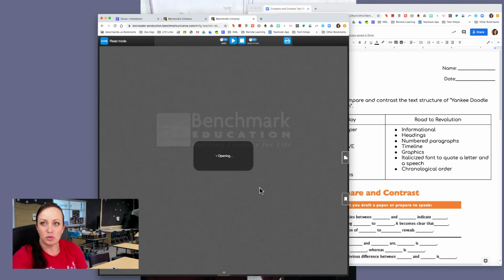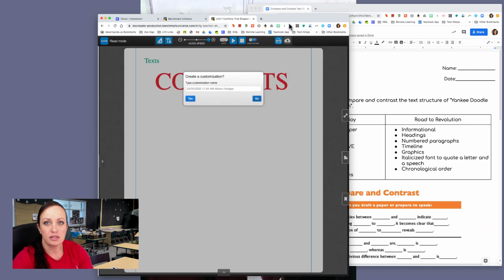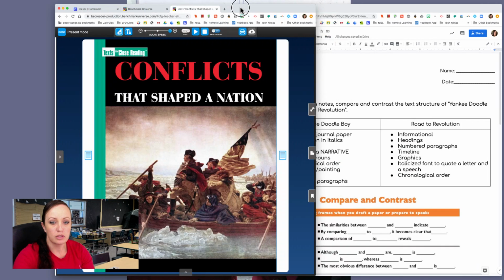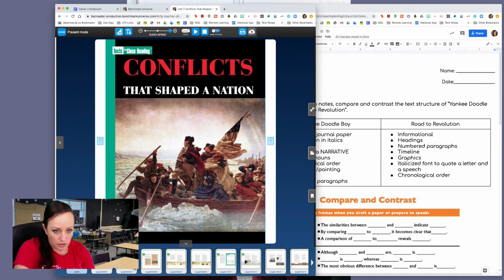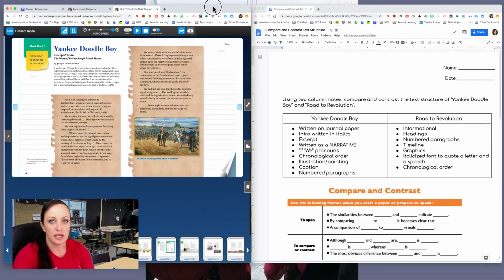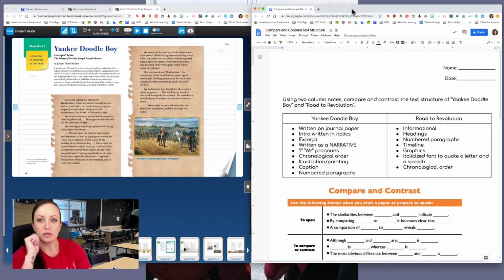And we only read 2 of our sources from this text. So we're only going to be looking at those 2 texts. So the first one was Yankee Doodle Boy, and that's what we worked on yesterday, going over what we noticed. And so the things that we noticed included that it was written on journal paper.